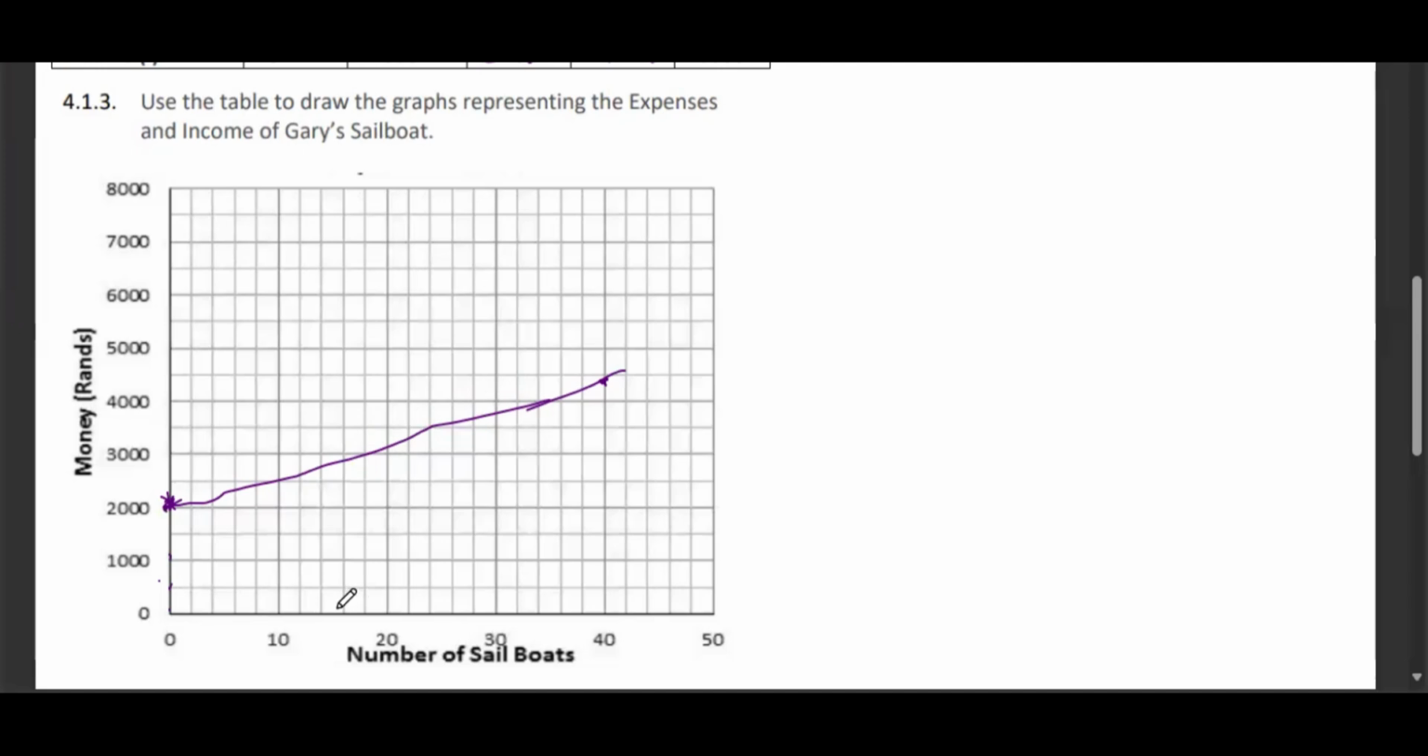Then we go to income. Definitely income will start at 0. You sell nothing, you get nothing. Then at 40, how much income is it? 6,000, which is fine. So you plot those two. Please join them. Join those two in a straight line. You can even draw it off. All right? In a straight line.